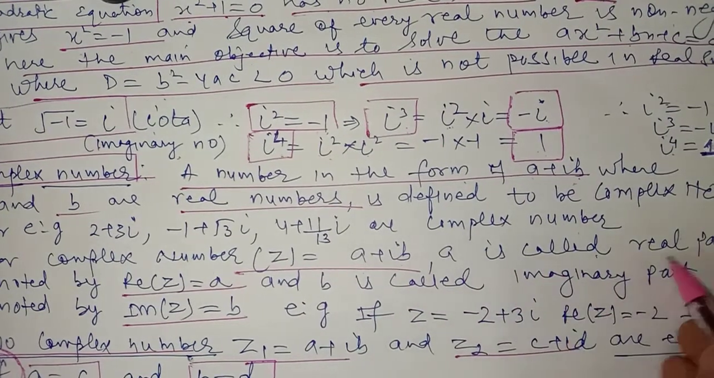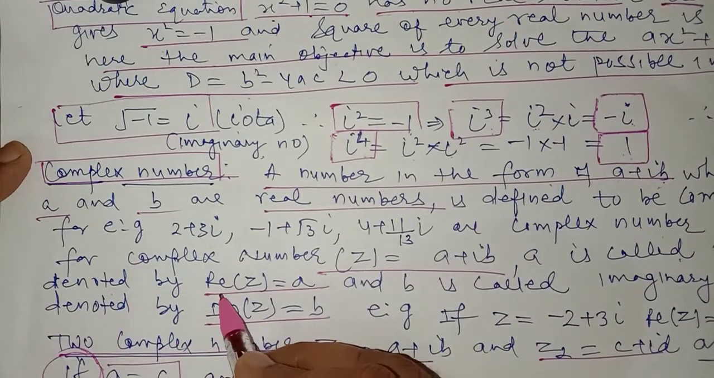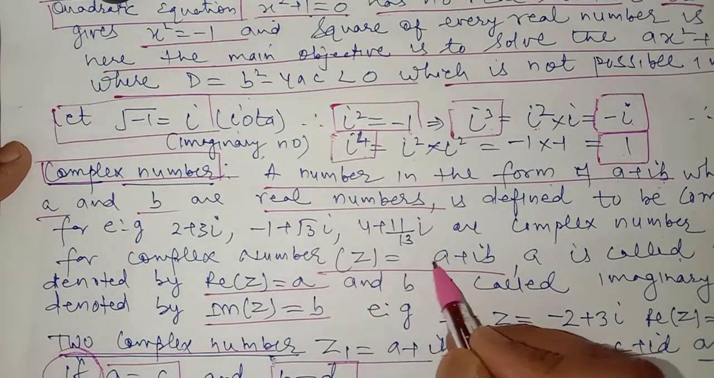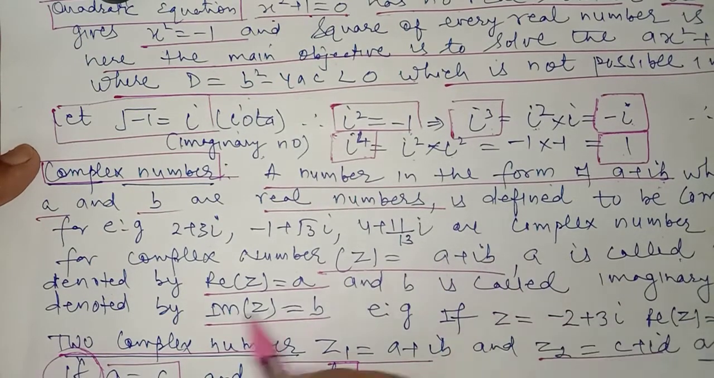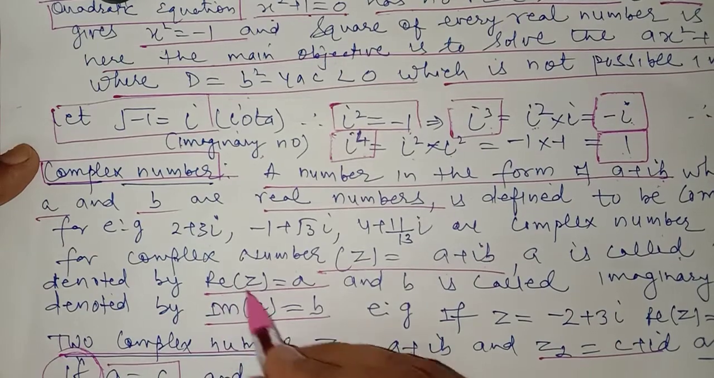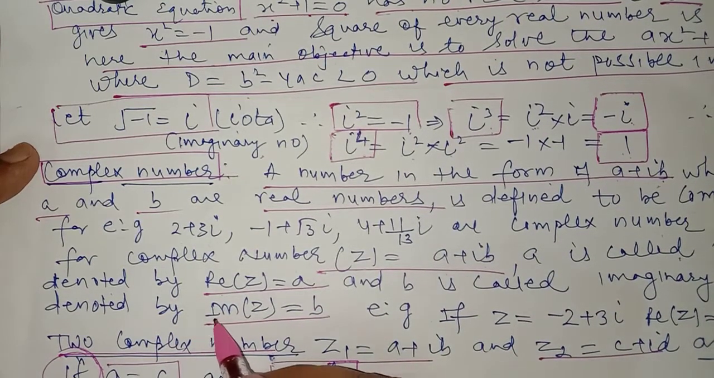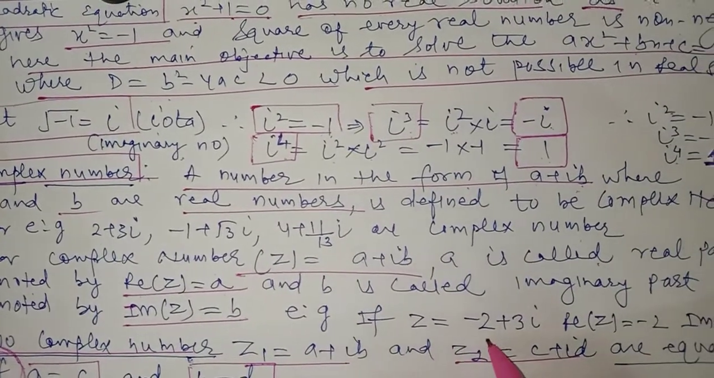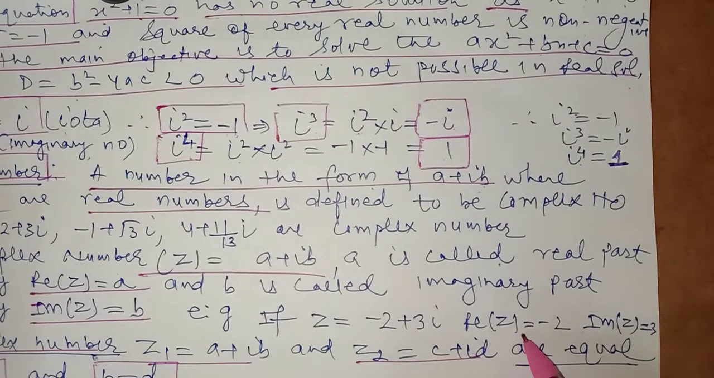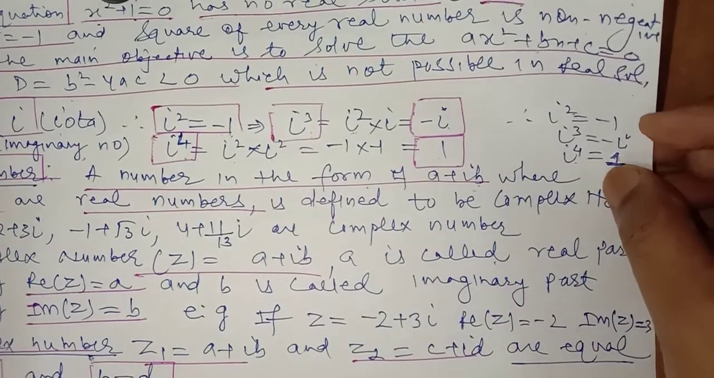a is called the real part of the complex number. It is denoted by Re z. a is the real part of the complex number, and b is the imaginary part of the complex number. It is denoted by Re of z is equal to a, and b is the imaginary part, and it is denoted by Im of z equal to b. For example, if z is equal to minus 2 plus 3i, then the real part of z is minus 2 and the imaginary part is 3. i only does not denote the imaginary part.